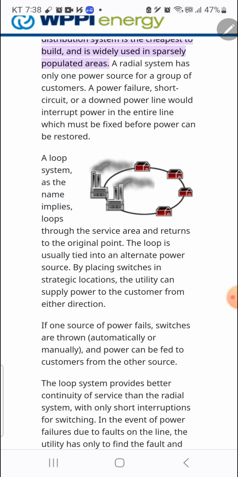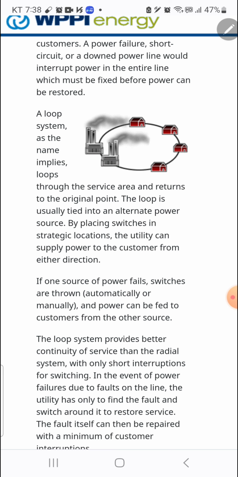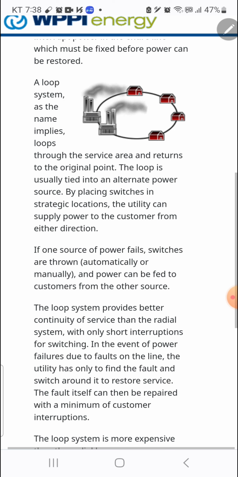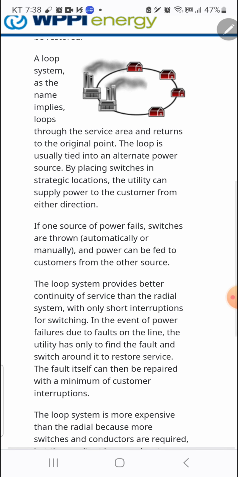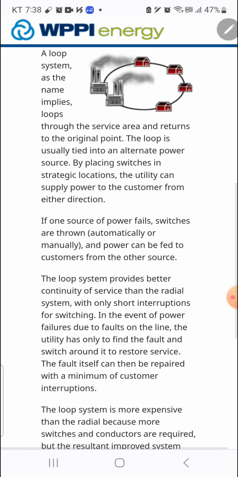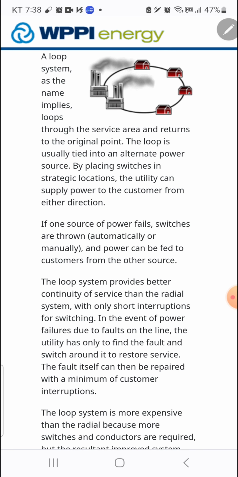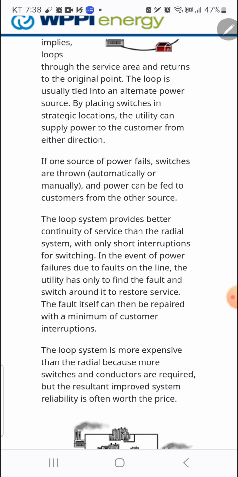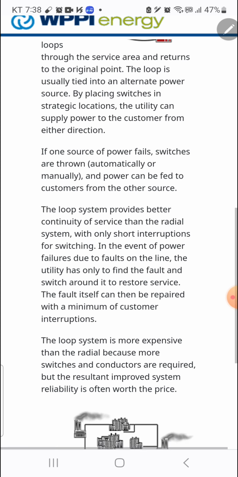A loop system, as the name implies, loops through the service area and returns to the original point. The loop is usually tied into an alternate power source. By placing switches in strategic locations, the utility can supply power to the customer from either direction. If one source of power fails, switches are thrown automatically or manually, and power can be fed to the customers from the other source. That's good.